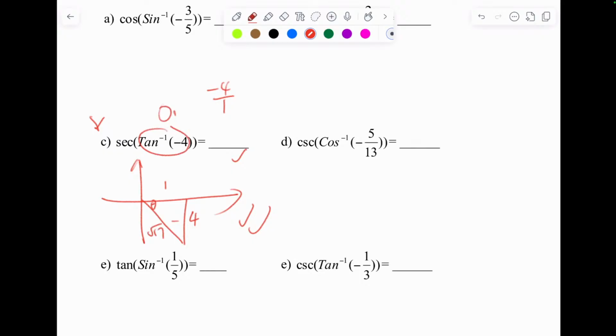So this is an angle. What is secant of this angle? Devin? Secant theta is equal to hypotenuse over adjacent. So what is hypotenuse over adjacent? Square root of 17. Thank you. How many of you got this one right? Do you feel like it's easier?